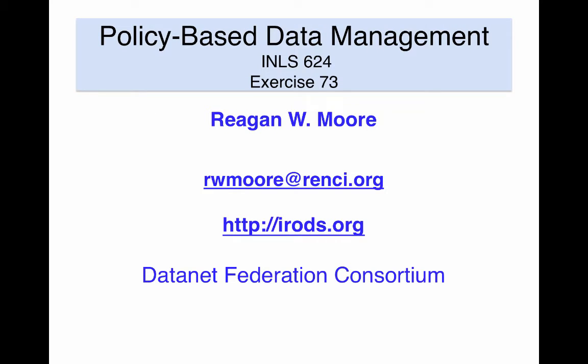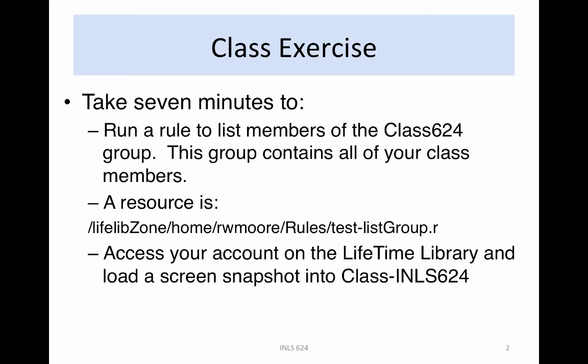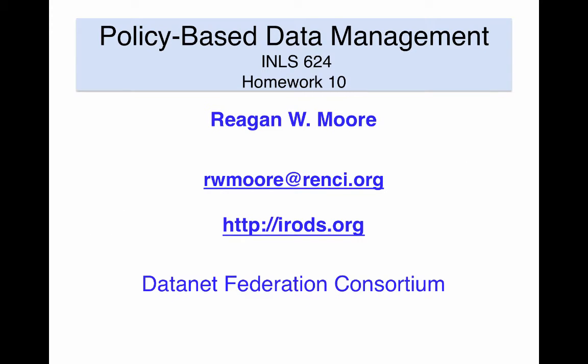Take 7 minutes to complete exercise 73. Run a rule to list the members of the group class 624. This group contains all of your class members. Use the rule LifeLive Zone Home RW More Rules Test List Group.r. Please load a paragraph describing your result into the Lifetime Library in the subcollection class CyanLS 624 by the end of today's class. Please turn in homework assignment 10 by noon on Monday of the next week.